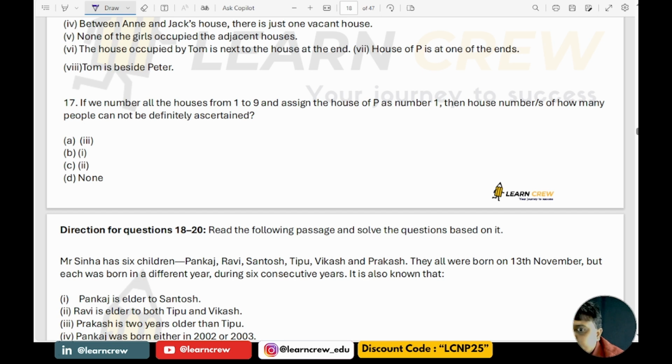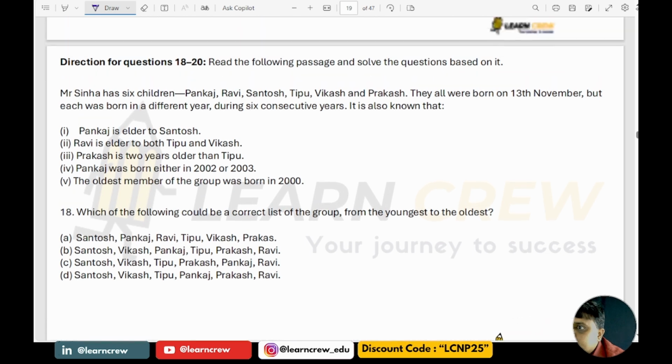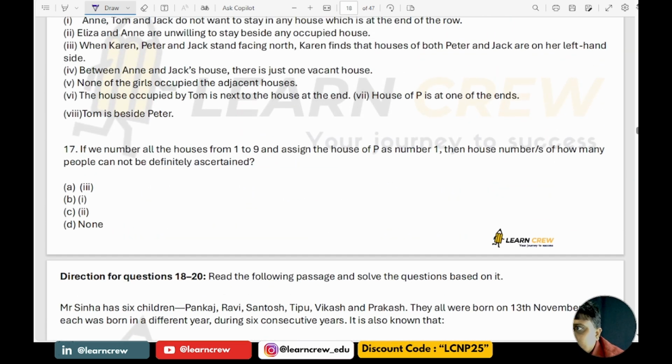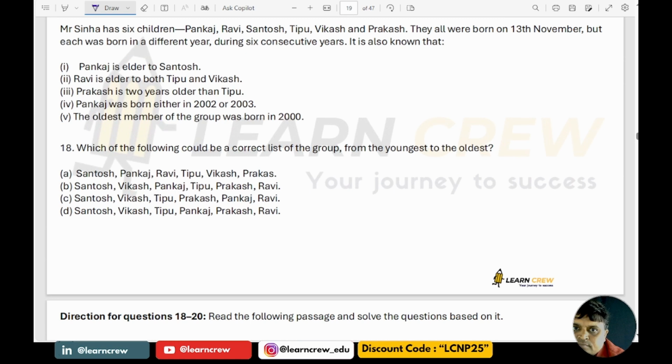So see here, all numbers can be ascertained. So here, how many cannot be definitely ascertained? Everybody can be ascertained, so the answer is none of this. I hope it is clear. When we start numbering from Peter's house from number 1, how many cannot be ascertained? All can be ascertained. The next one.